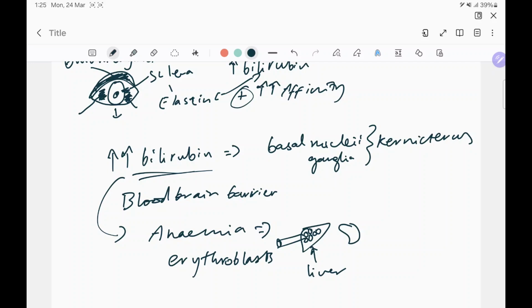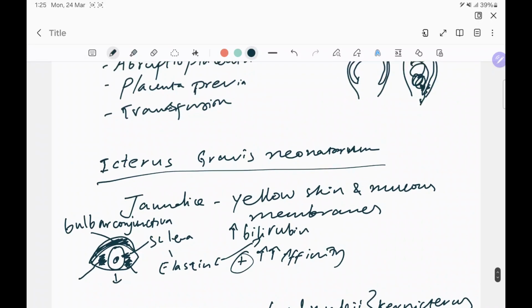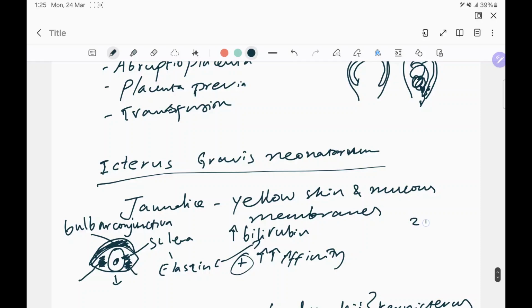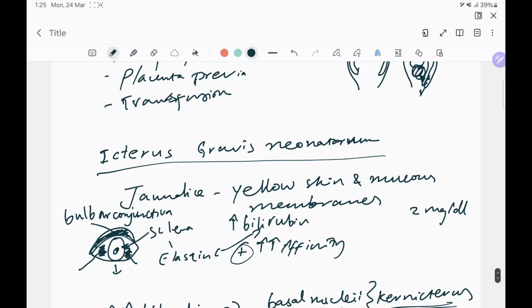If you see these people, especially if you see kernicterus, in kernicterus the bilirubin has to be more than 20 milligrams per deciliter in level. Jaundice is when you have more than 2 milligrams per deciliter. Where's 2 milligrams and 20 milligrams? And actually your normal bilirubin level is less than 1 milligram per deciliter.